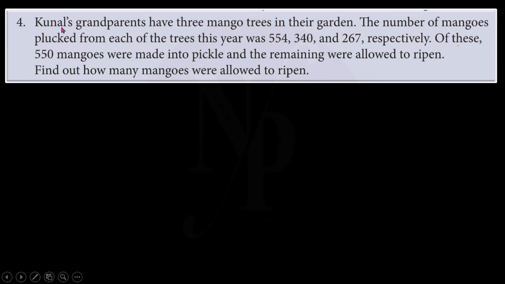Question number 4. Kunal's grandparents have 3 mango trees in their garden. The number of mangoes plucked from each of the trees this year was 554, 340 and 267 respectively. Of these, 550 mangoes were made into pickle and the remaining were allowed to ripen. Find out how many mangoes were allowed to ripen.